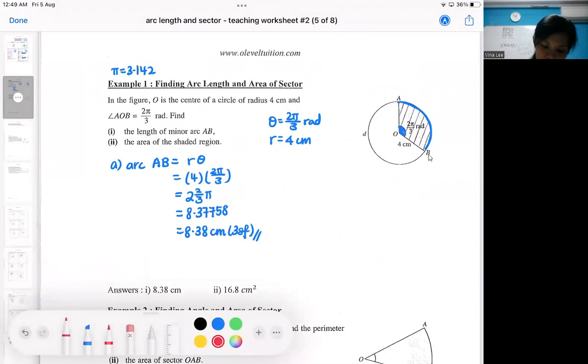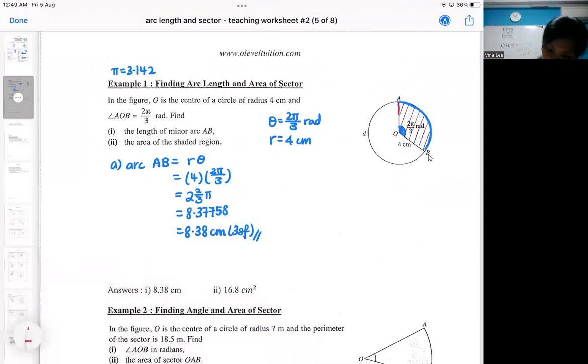The next part, we are finding the area of the shaded region, which is a sector. It's a piece of pizza, which is a sector. So the radian formula is half r squared theta. Put in your r, put in your theta.